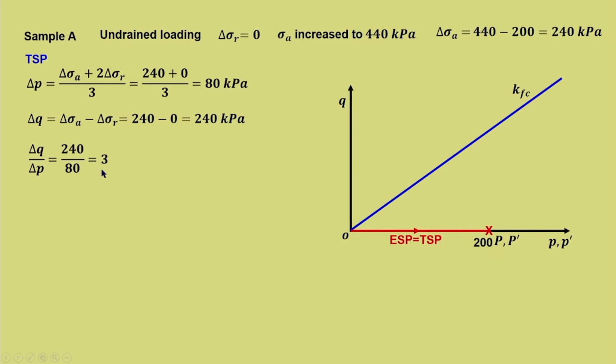Now, this slope we already know. In q-p, p-dash plot we have already seen for drained condition, that is total stress path equal to effective stress path, the slope is equal to 3.